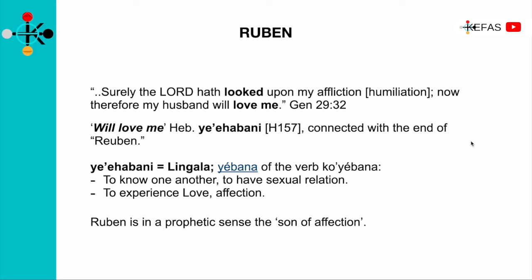Now, Leah, in her proclamation, said, "Surely the Lord had looked upon my affliction or humiliation," because she felt that Jacob loved Rachel more. She was right, of course. In the biblical narrative, it's clearly mentioned that Yakuba loved Rachel more. So she felt humiliated. She felt a lack of love, lack of affection. So therefore she said, now that I have borne you this son, now therefore my husband will love me. Once again, we see here that the name Reuben is associated with love, or one who has a want for love.